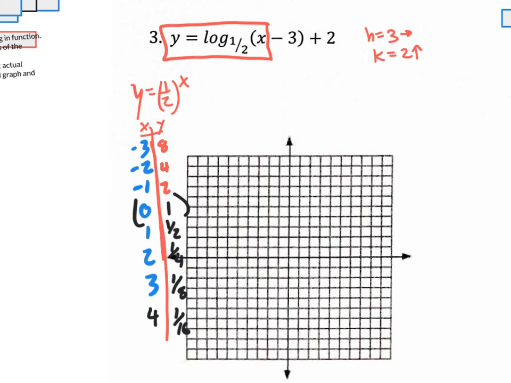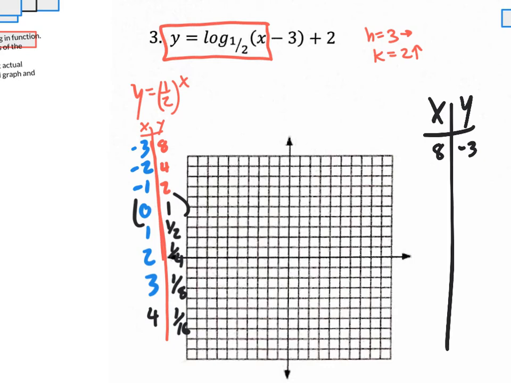We don't want to graph y equals 1/2 to the x power. We want to graph the inverse of this, which is log base 1/2 of x. So since we know that this is the inverse of that, all we need to do to get the actual coordinates of that would be to switch x and y. So over here, we're going to get our actual x and y coordinates. Instead of -3, 8, it's 8, -3.